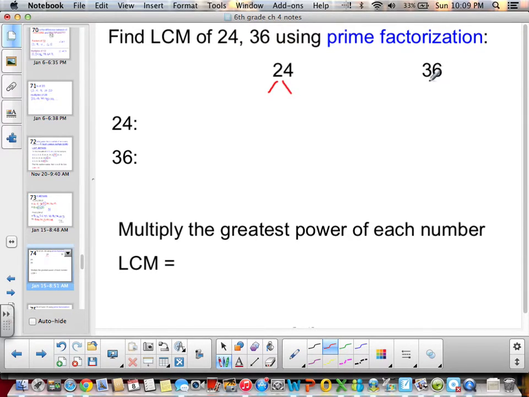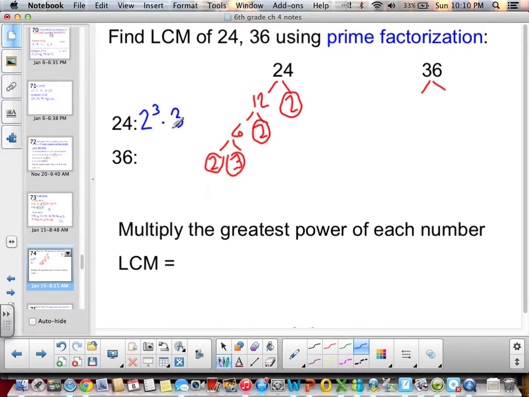So if we're doing 24 and 36, okay, I know that 12 times 2 equals 24. 2 is prime, so I'm going to circle it. And then I know that 6 times 2 equals 12. I'm going to circle my 2 because it's prime. And then I have 2 times 3, and those are both prime. And I'm going to write it out as 2 cubed times 3.